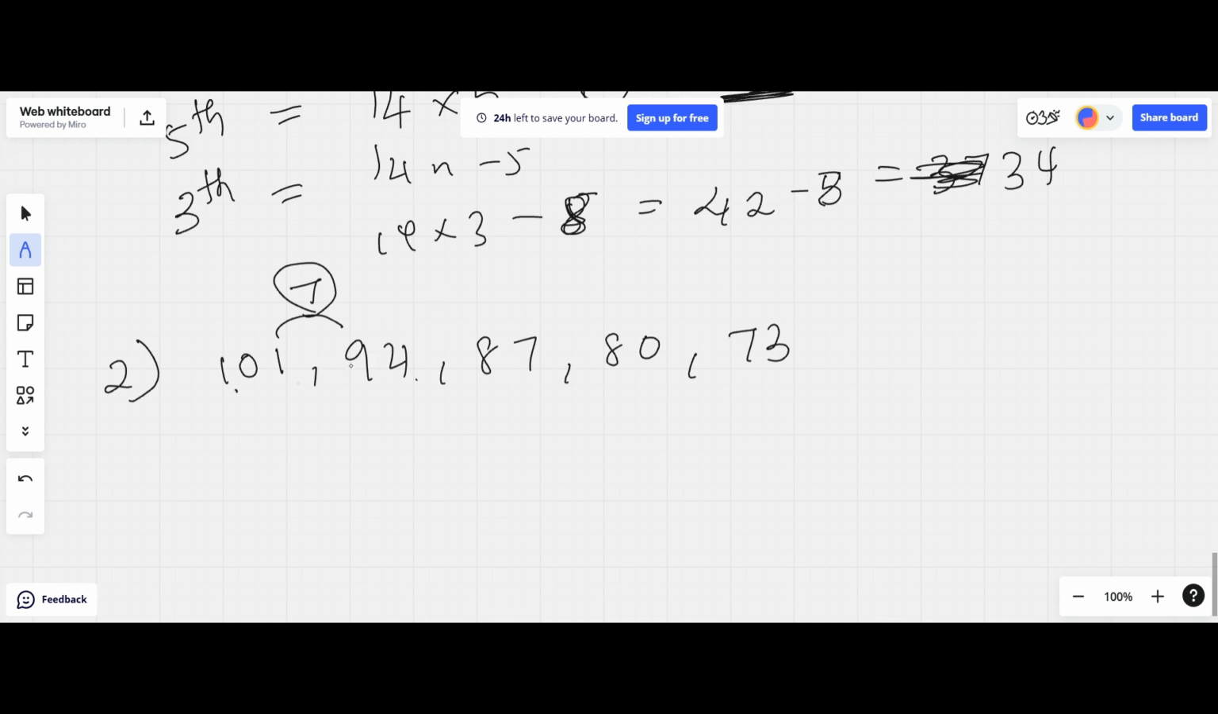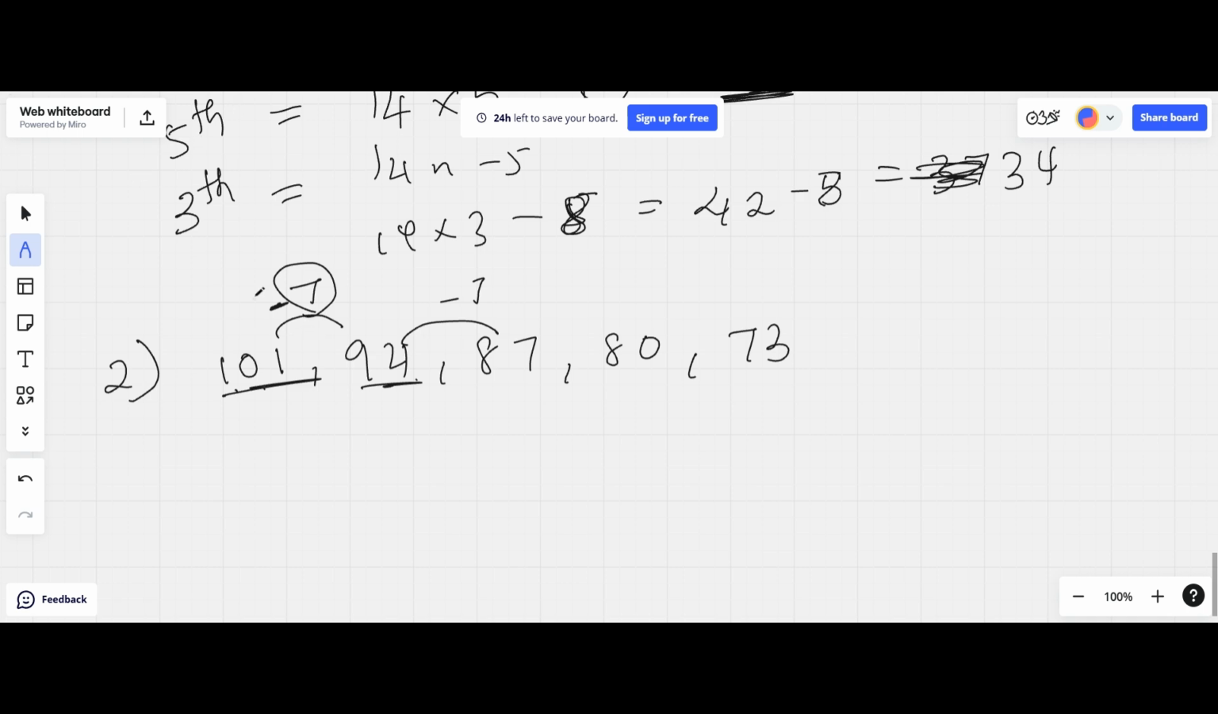Why is it not 7? The first term is 101, the second term is 94. So if you see it, the difference is 7, yeah, right. But it is minus 7. Here you see the difference is minus 7, not plus 7. Some students make this mistake. They will put just 7. So it will be a mistake.